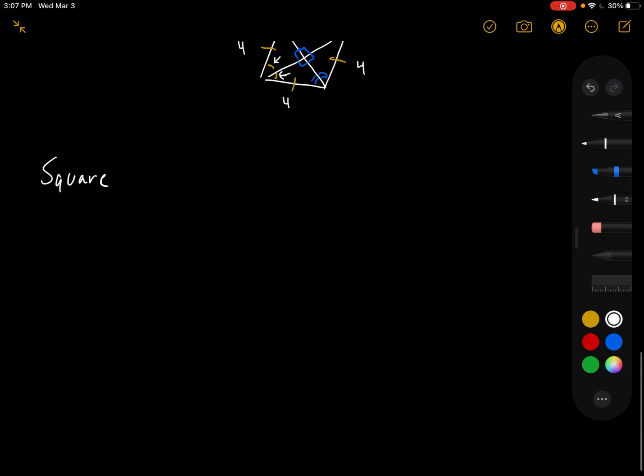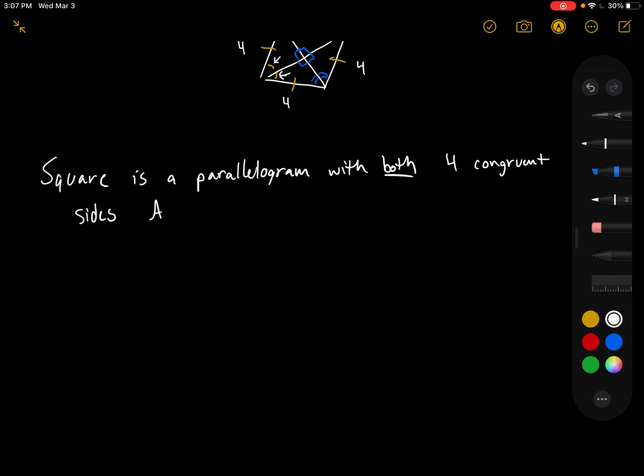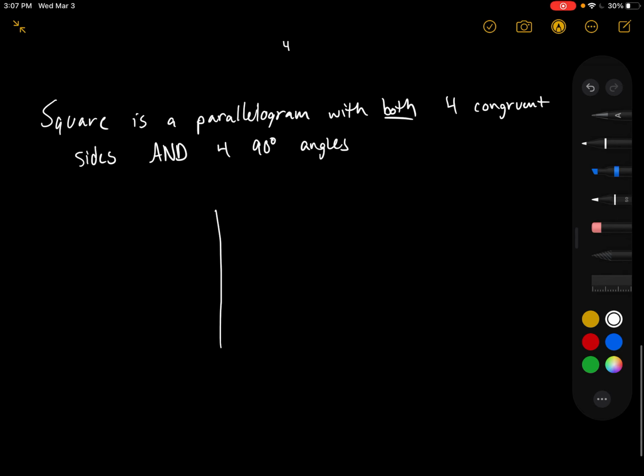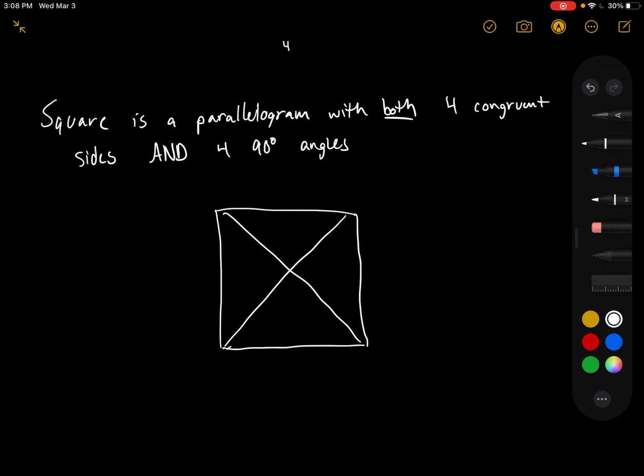The last shape that we're going to cover are squares. And a square is a parallelogram with both 4 congruent sides and 4 90-degree angles. So actually, in this case, based off of those properties, a square is a rhombus, and a square is also a rectangle. It's just a special example of both a rhombus and a rectangle.